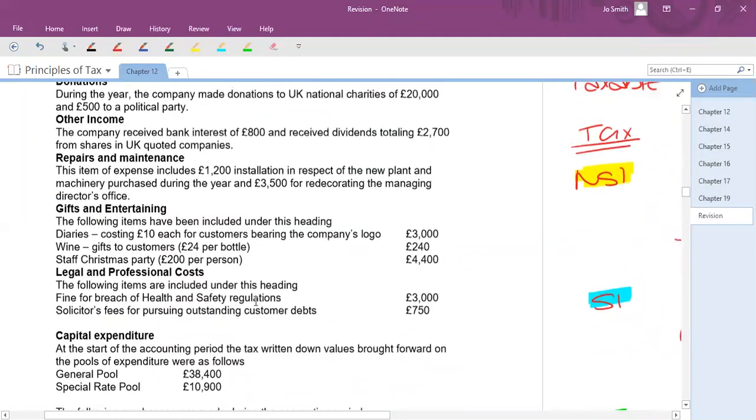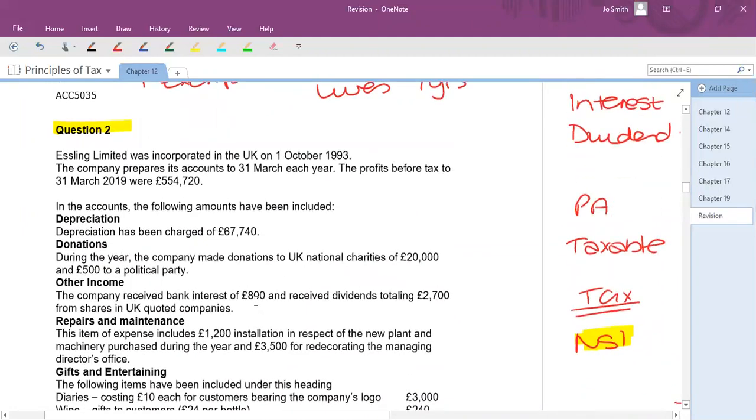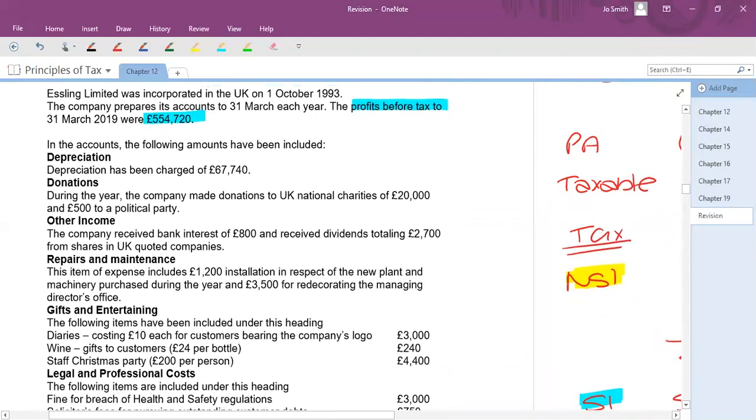Right, so it should be similar to what you've been doing in class. So the first thing we're going to do then is run down the list and see what's allowable and what is disallowable. So we've got the profit to begin with that they've told us to start with, 554,720. And then we've got a list of things that have gone in the accounts and we've got to decide if they're allowable or disallowable. So depreciation, you should all have seen that many times and know that is a disallowable expense. In fact, anything to do with assets is disallowable, buying them, selling them, depreciating them.